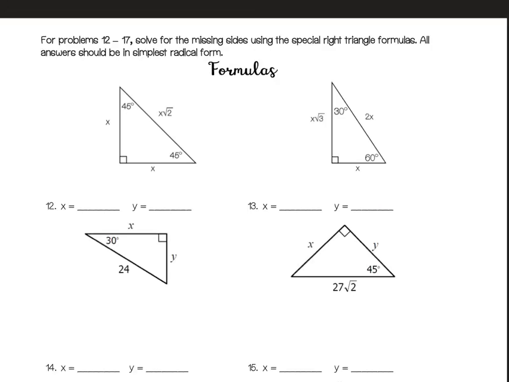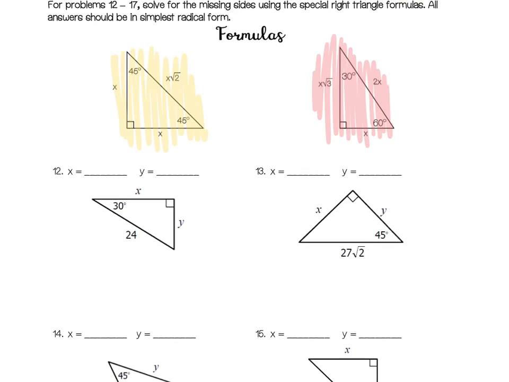The next section has to deal with special right triangles. These two formulas will be given to you on the test. So here's the 45, 45, 90, and then here's the 30, 60, 90. You always want to start these problems by labeling your triangle. So for number 12, this is a 30, 60, 90. So across from 30 is always x. The hypotenuse is always 2x. And then the last side is always x square root of 3.